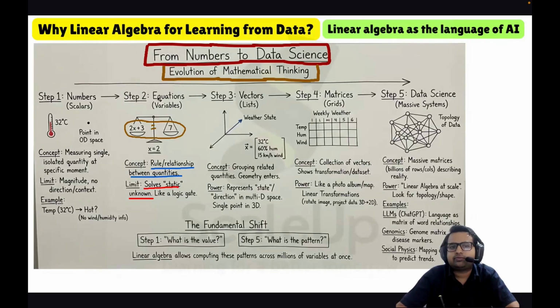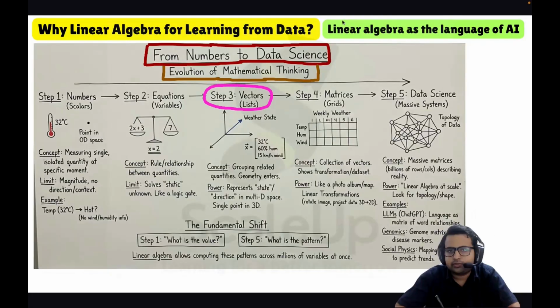We are discussing the evolution of mathematical thinking, and step 3 in the evolution is vectors, which are basically lists of numbers. Let us understand the core concept of vectors. The core concept of a vector is grouping multiple related quantities into a single mathematical object. This is where geometry enters the picture. Here we are treating data as geometry.